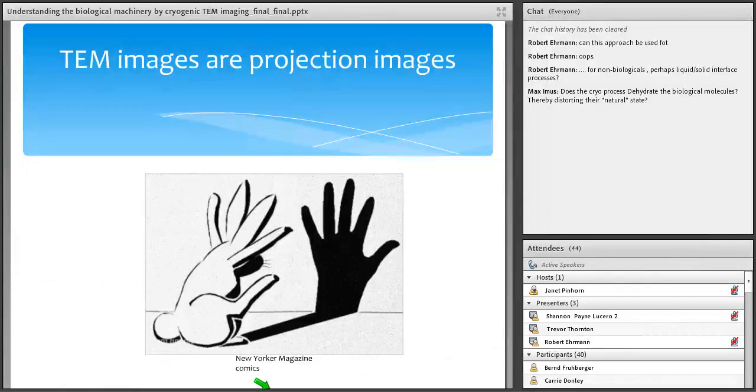So the biggest thing about TEM images is that they're a projection. I love this cartoon from the New Yorker because it shows a rabbit that now has a projection image that looks like a hand. And that's the problem with what we're doing: we really don't know three-dimensionally at the beginning what our molecules look like. So we have to be very careful that we don't reconstruct a hand from the projection of a rabbit. Nice picture. I like that one, yes.